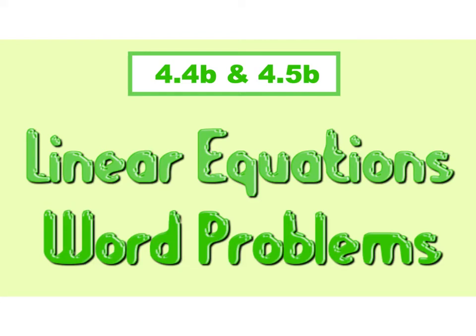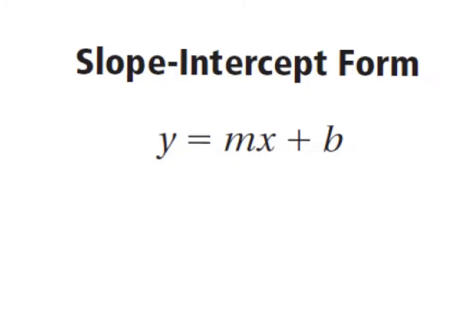Now we're going to work on the shorter lesson of our two lessons this week, which is 4.4b and 4.5b. In 4.4, we dealt with slope-intercept form, and in 4.5, we dealt with standard form. So this is one where we're going to use both of them, but we're going to be working primarily with word problems. You're not going to be doing any graphing. You are going to be only writing equations from word problems. So let's start out with the first one.